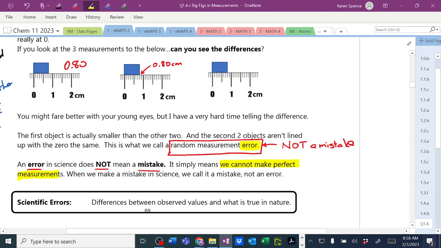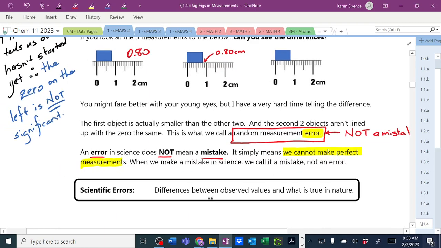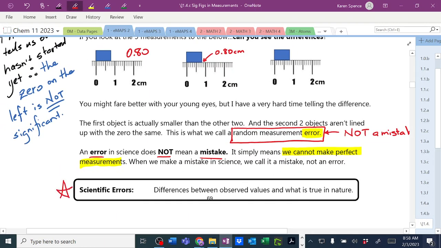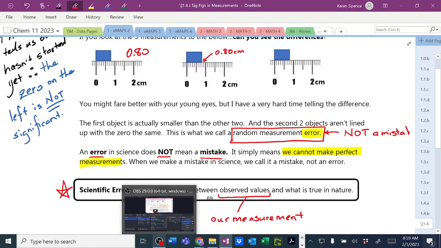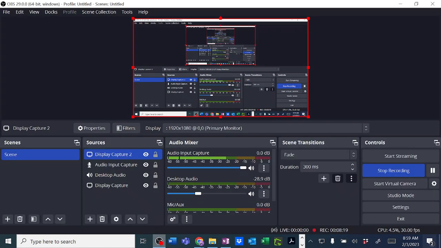So a scientific error is simply the difference between what we observe, between the observed values, in other words, between our measurement and what is true in nature. So if we had magical powers, we could say exactly what that thing is measured, but we don't. And so that is why we run into error.